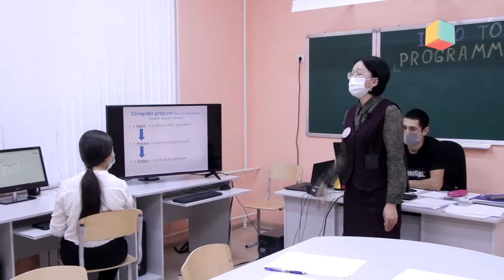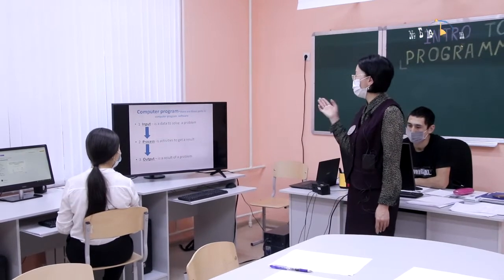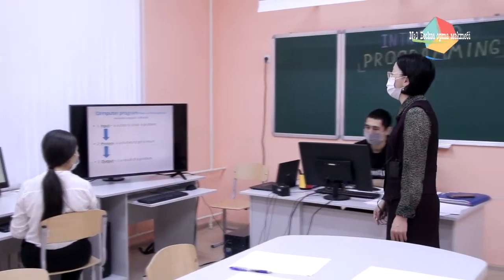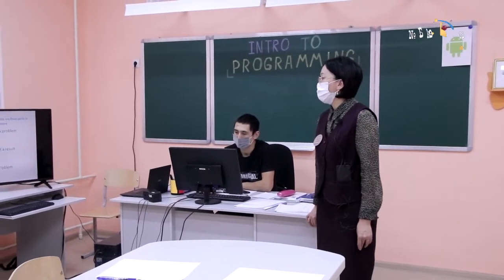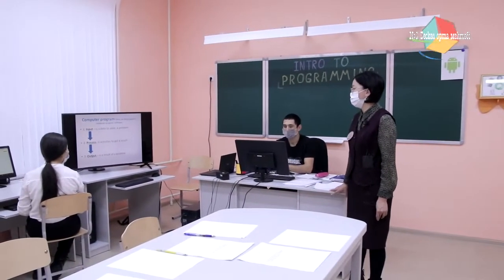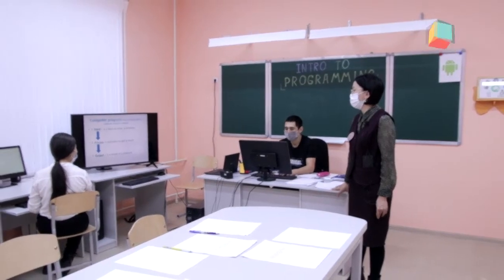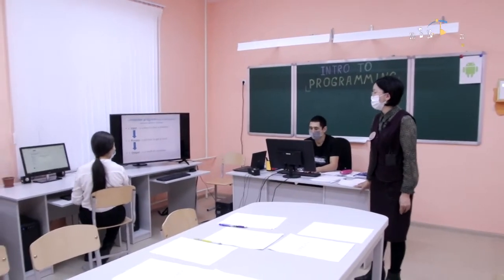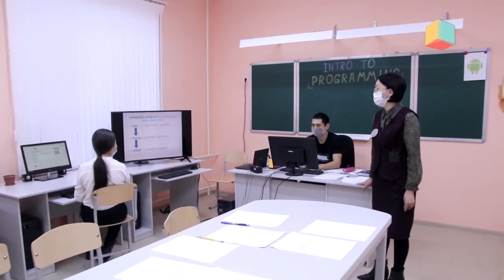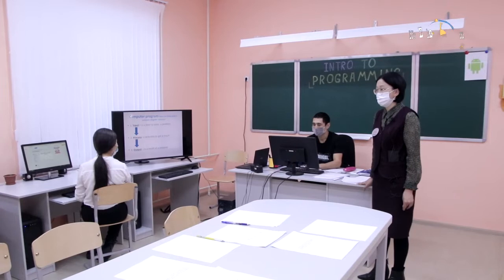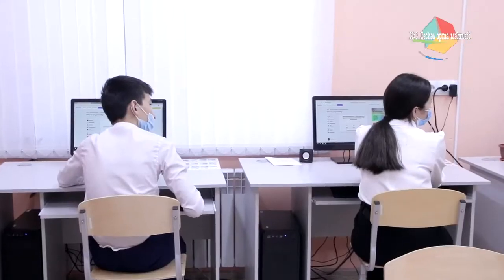What is a computer program? There are three parts in a computer program. Input is data to solve a problem. Process is activities to get a result. Output is the result of the problem. Understand?